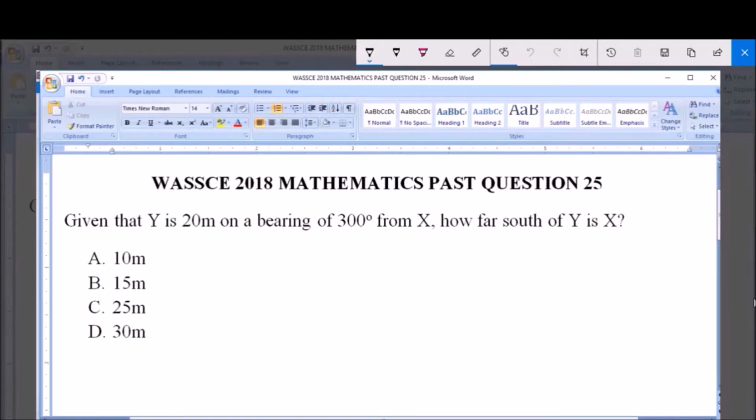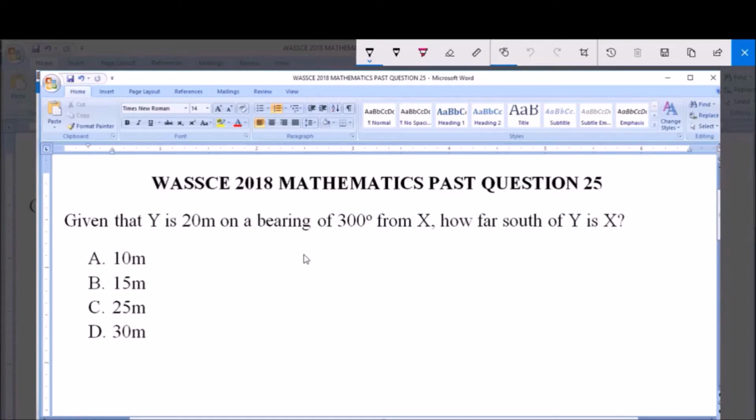I'll be answering WAEC 2018 Mathematics Past Question 25. Given that y is 20 meters on a bearing of 300 degrees from x, how far south of y is x? Now given the options A 10 meters, B 15 meters, C 25 meters, and D 30 meters.